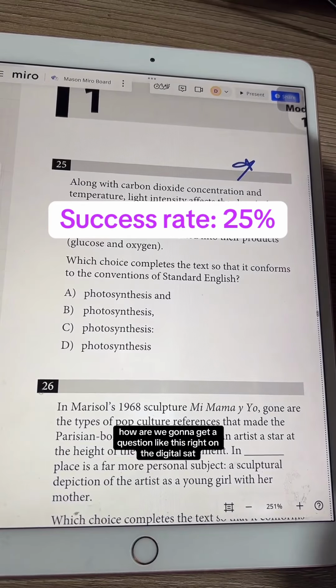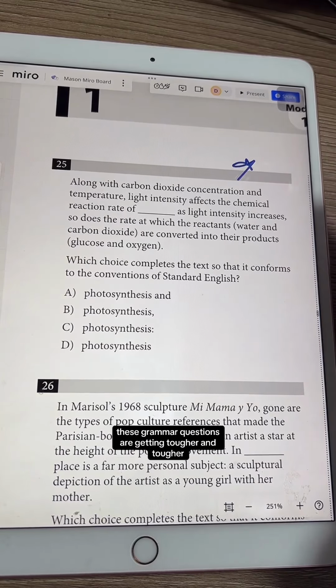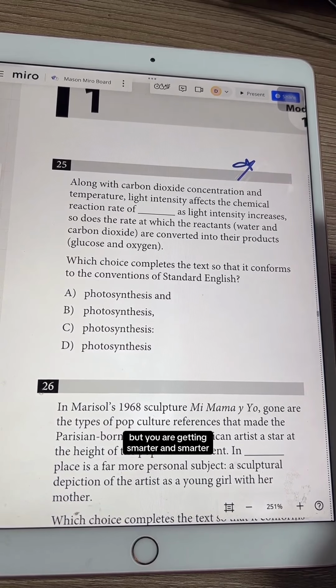How are we going to get a question like this right on the digital SAT? These grammar questions are getting tougher and tougher, but you are getting smarter and smarter. So let's see if we can figure it out together.